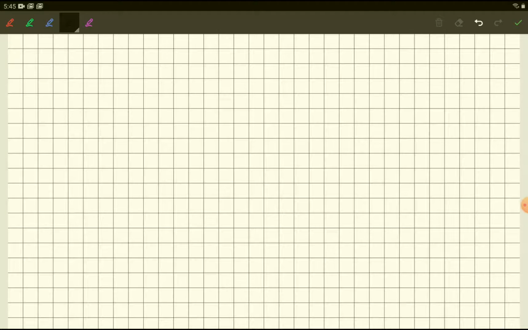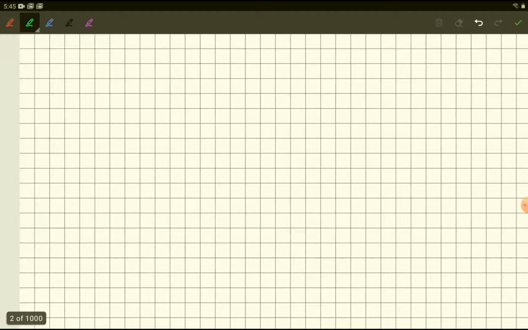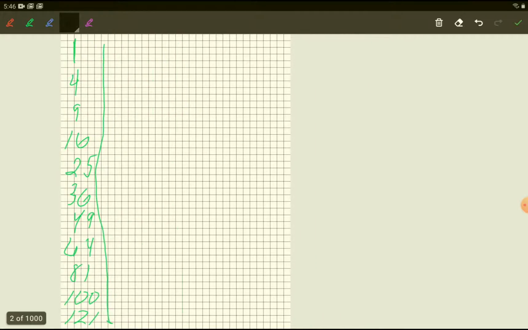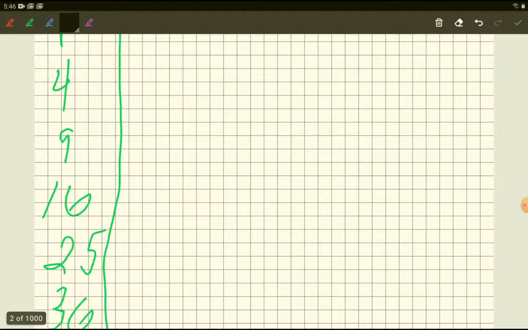I'll put the list here: 1, 4, 9, 16, 25, 36, 49, 64, 81, 100, 121. There you go. In the green are your perfect squares. It's great to have them for quick reference. So without further ado, our first example.